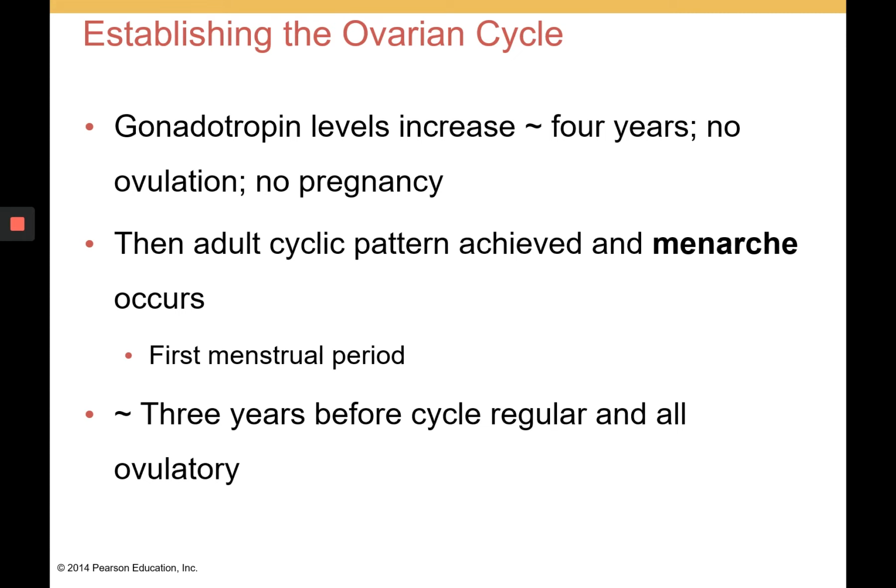So gonadotropin levels increase for about 4 years with no ovulation and no pregnancy possible, and then an adult cyclic pattern will be achieved. It's when the adult cyclic pattern is achieved that menarche, or the first menstrual period, occurs. It's about 3 years before the cycle, even after menarche, is regular and all ovulatory.